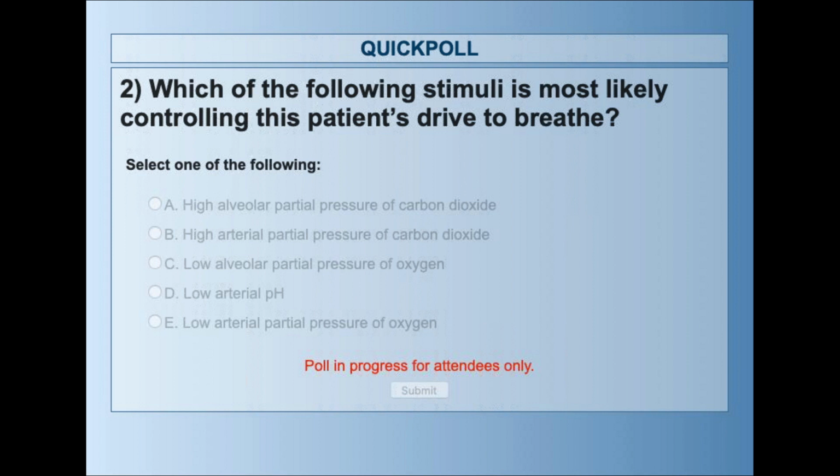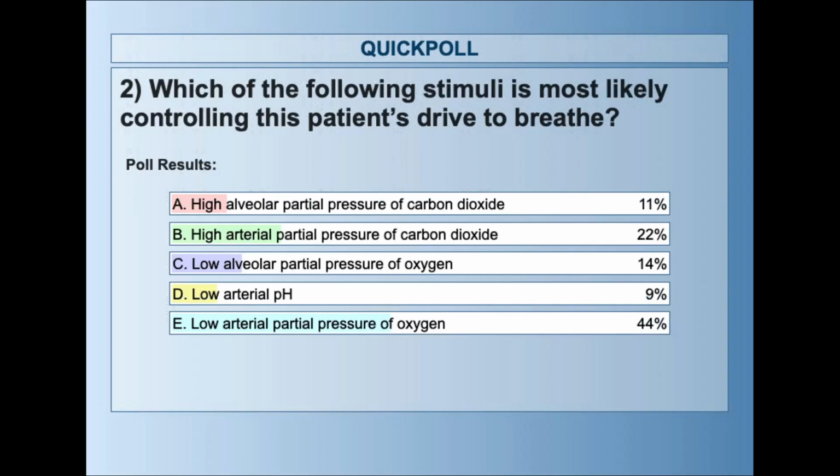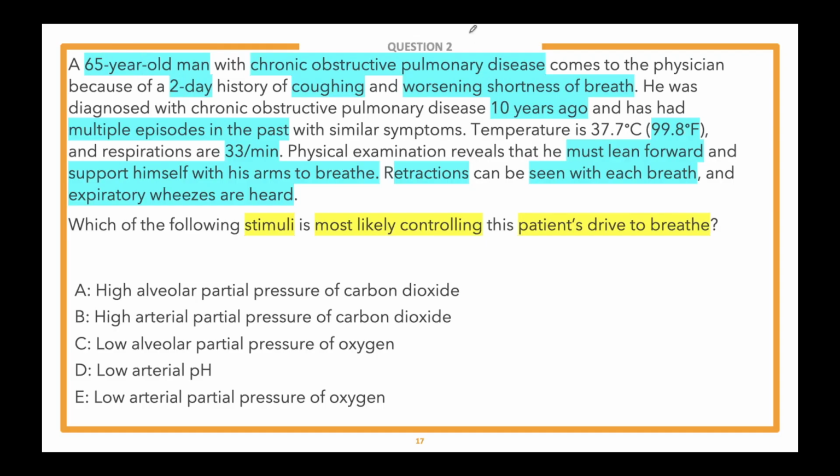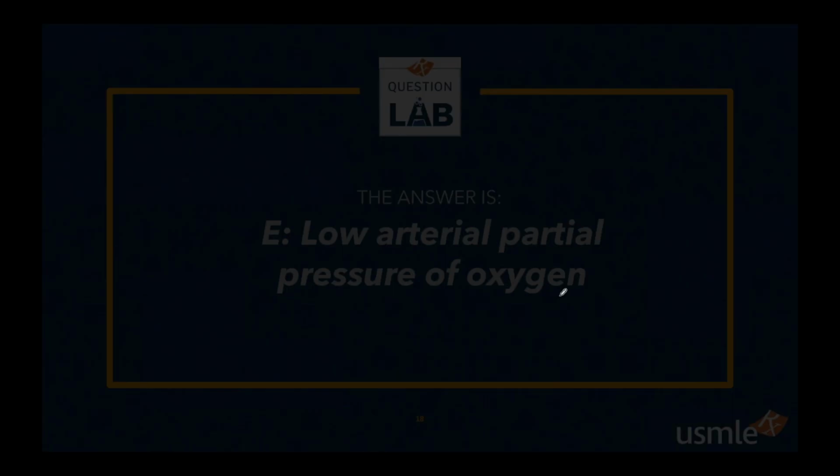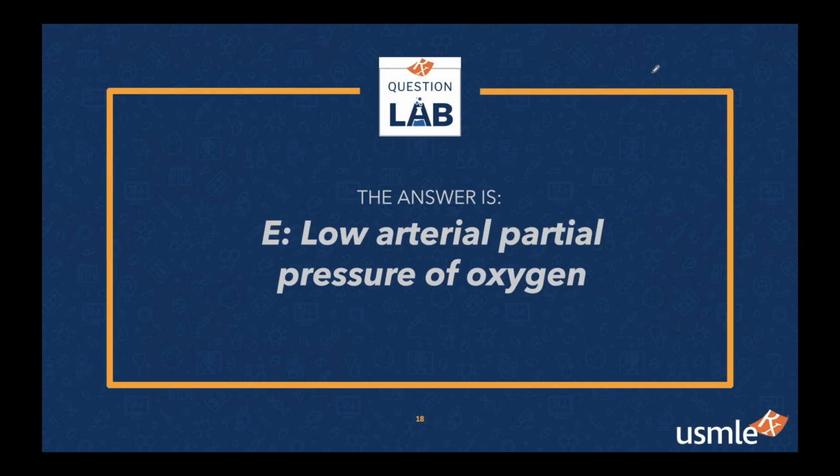All right. Let's take a look and see what all of you selected. It looks like there was a clear favorite, and that was answer choice E, a low arterial partial pressure of oxygen. In second place, with half as many votes, was B. Let's see what the correct answer is. The correct answer is indeed E, and 44% of you got it right. So great job. Let me hand it off to Paras.